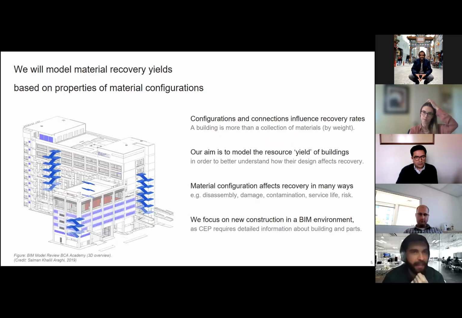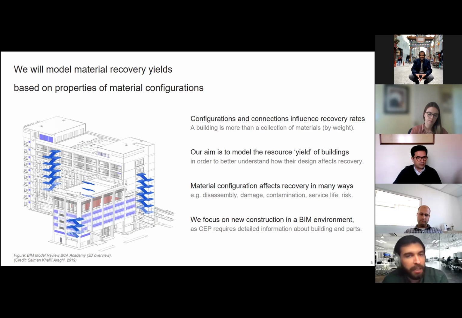Now, our main idea is to develop a circular economy potential model. And this model will model material recovery yields based on properties of material configurations. What I mean with that is that the configurations of your building materials matter. So a building is more than a collection of materials by weight, let's say. The way you actually connect all these materials, the connection types you use, actually has an impact on how many materials you get back, in which state you get them back, and things like that. And that is what we want to model.